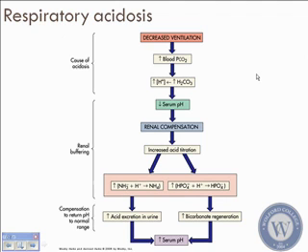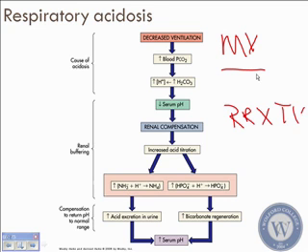Now let's go into the first one, respiratory acidosis. The most common cause of respiratory acidosis is decreased minute ventilation. Why minute ventilation? Because minute ventilation is respiratory rate times tidal volume. So if respiratory rate drops off and minute ventilation falls, that person will develop a respiratory acidosis.